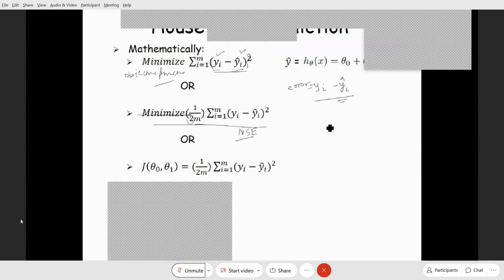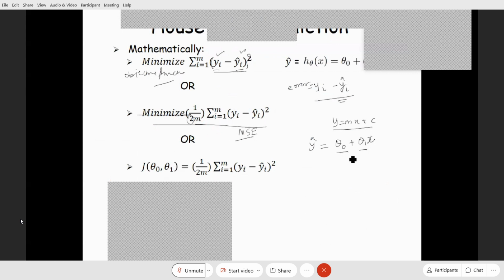A line is defined by two parameters, right? y is equal to mx plus c. For this particular topic, we are going to say that my estimate, y cap, is going to be defined by two parameters, theta 0 and theta 1. That is what is going to define my line, the slope and the intercept. Right now I don't know the slope and the intercept. If I know what the slope and the intercept are, I can actually draw the line, isn't it?